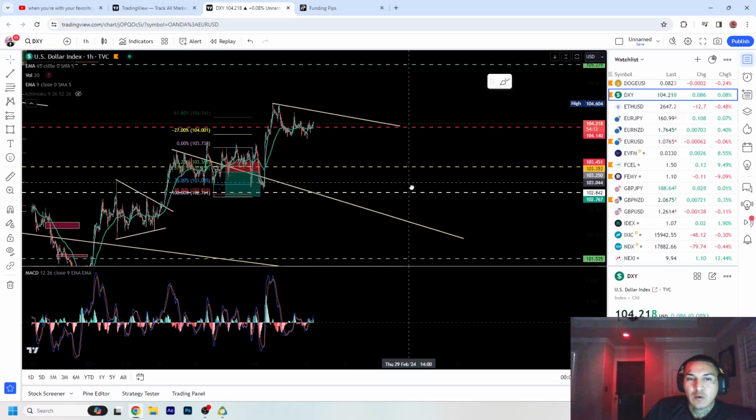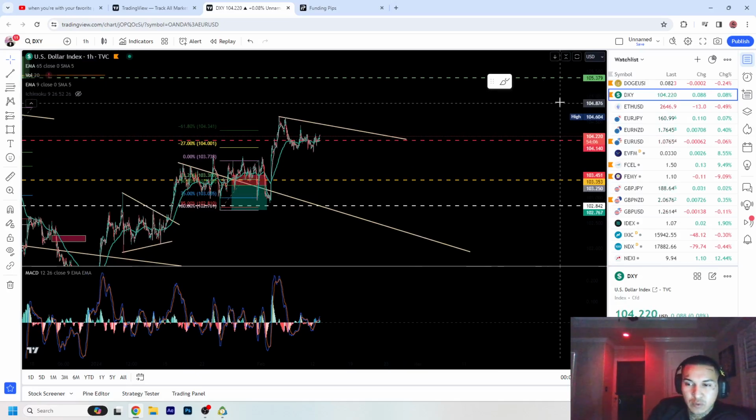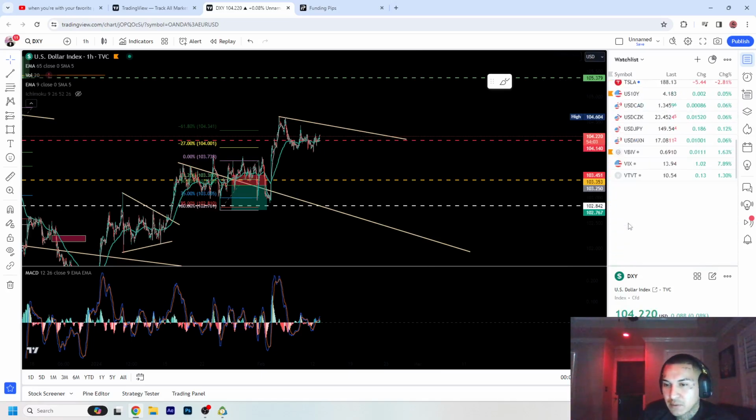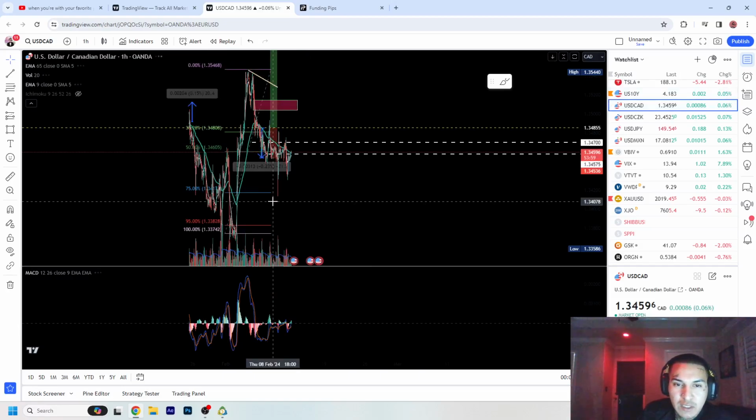But as of right now, we're waiting for the presidential elections and we're gonna see who wins. Everybody is betting on Trump, so we'll see what happens. So let's go back to USD/CAD. This is the reason why I think it's gonna go up.